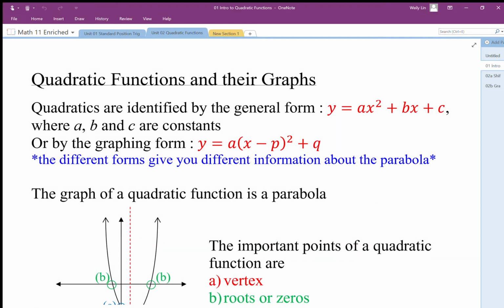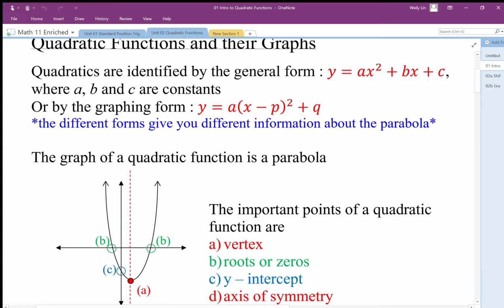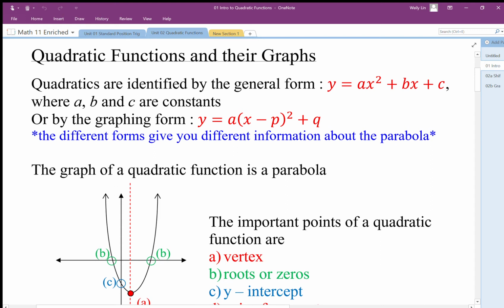So quadratic functions and their graphs are identified by a few different forms of this function. Now the shape of this function is called a parabola. Okay, so if you take a look at this shape here, this kind of U shape is called a parabola, and this is what defines a quadratic function. And we can show the quadratic function in a few different forms.